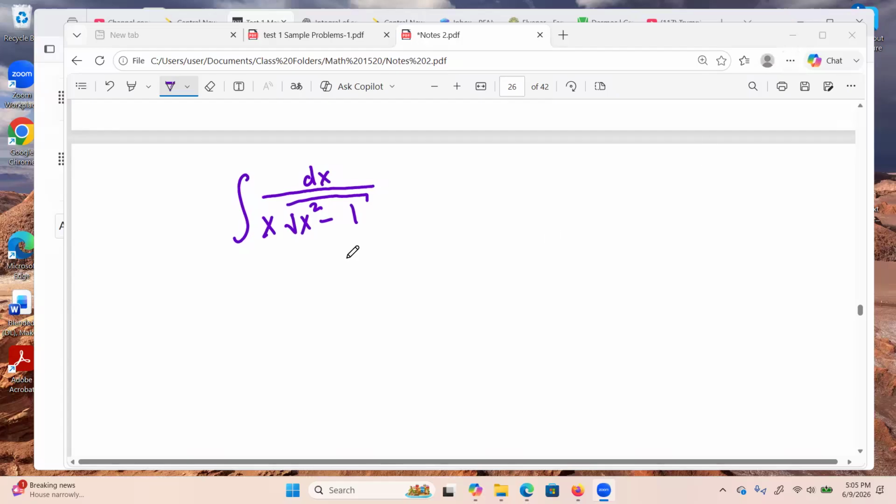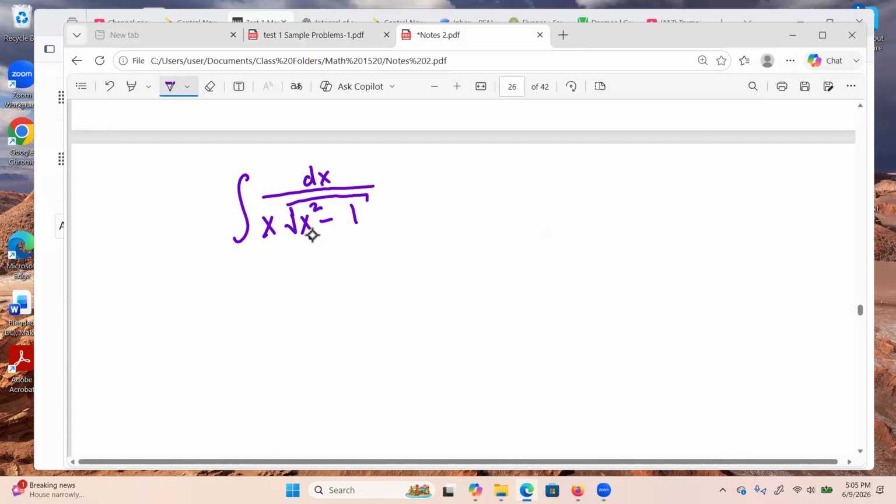Okay, welcome back to Calculus 2. Here we have the integral of dx over x times the square root of x squared minus 1. And even though it says it's in the trigonometric substitutions, I'm still looking at this as a square root of a square kind of a problem.